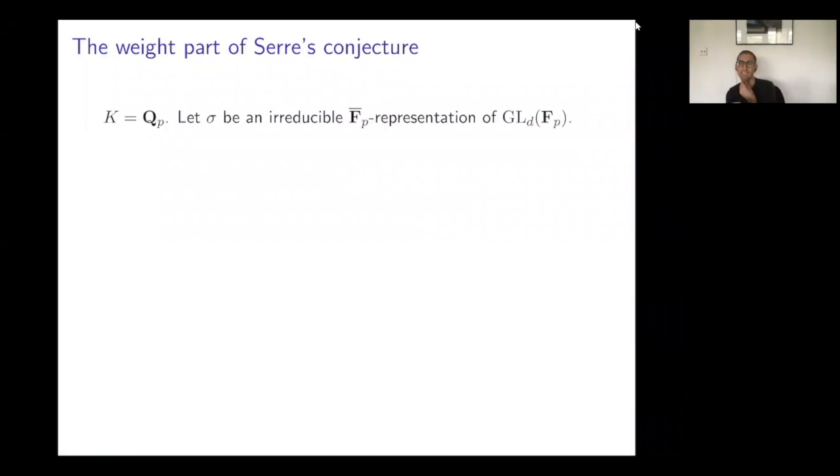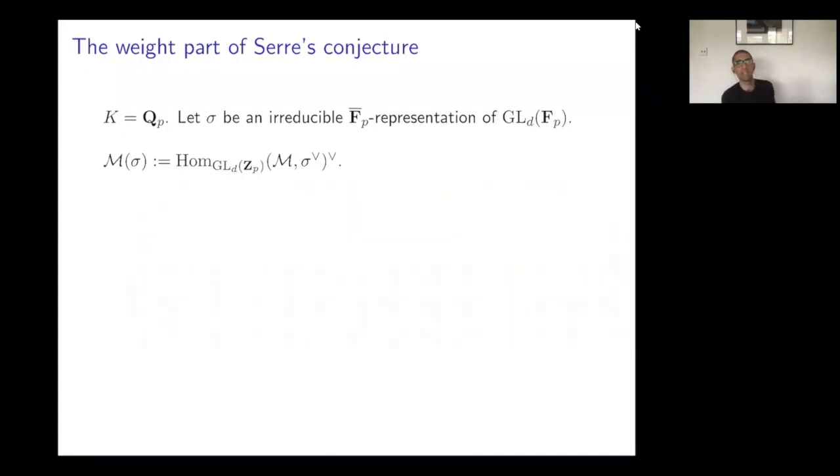Okay, let me try to connect it to the subject of this workshop: the weight part of Serre's conjecture. Again, I'm sticking with Q_p, but everything I'm saying makes equal sense in general, although everything is completely conjectural about the existence of this correspondence in general. So sigma is an F_p-bar irreducible representation of GL_d(F_p). These are all algebraic, indexed by p-restricted highest weights. If I'm just doing GL_2, these are the familiar representations: you take the determinant to some power times a small symmetric power of the standard two-dimensional representation.